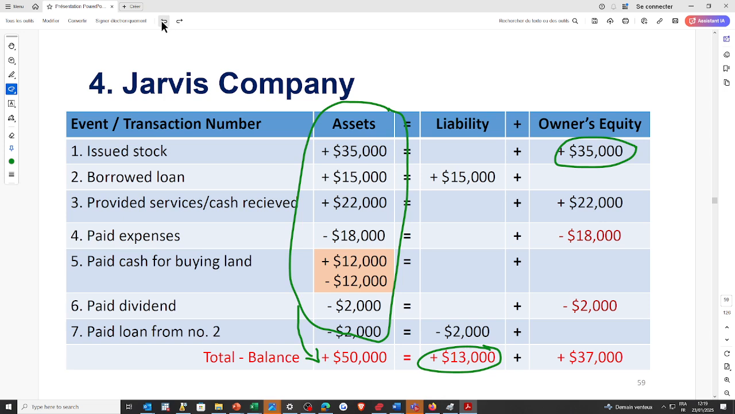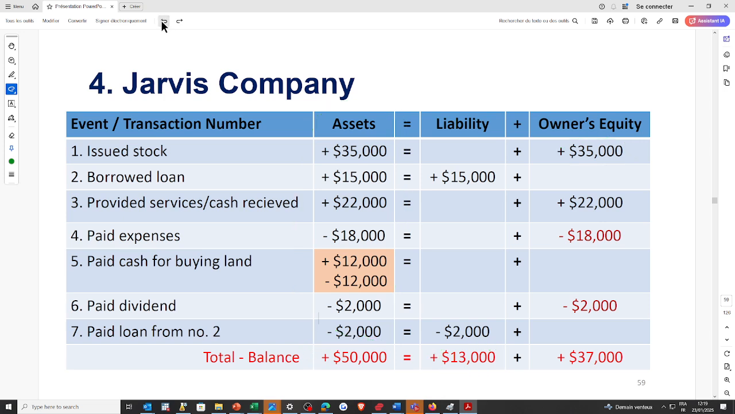To summarize this exercise, we have to analyze each transaction's effect on the accounting equation, asset equals liability plus owner's equity, and we update the increase or decrease on the accounting equation each time. After that you have to make the total balance of the assets, liabilities and owner's equity at the end of your accounting period.